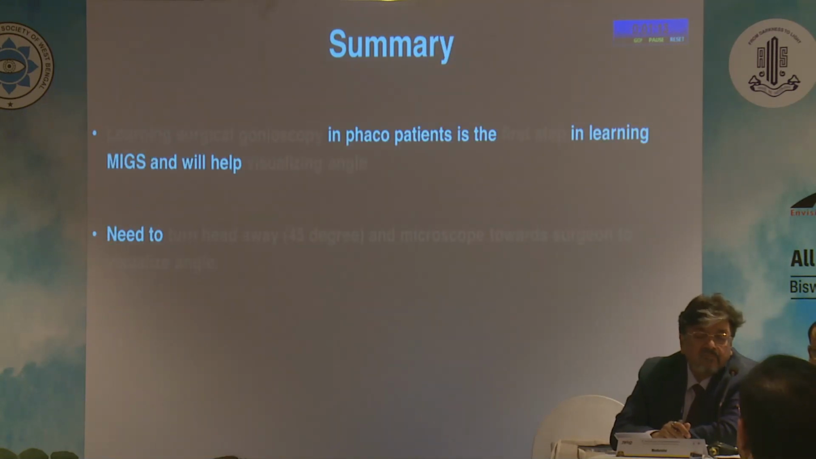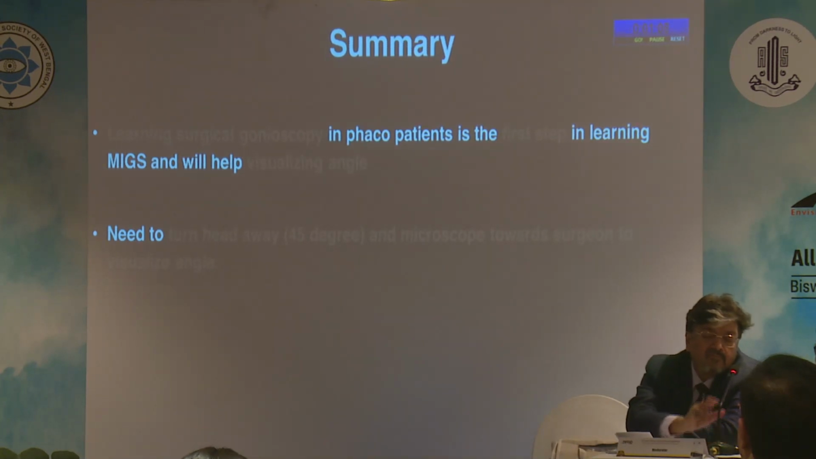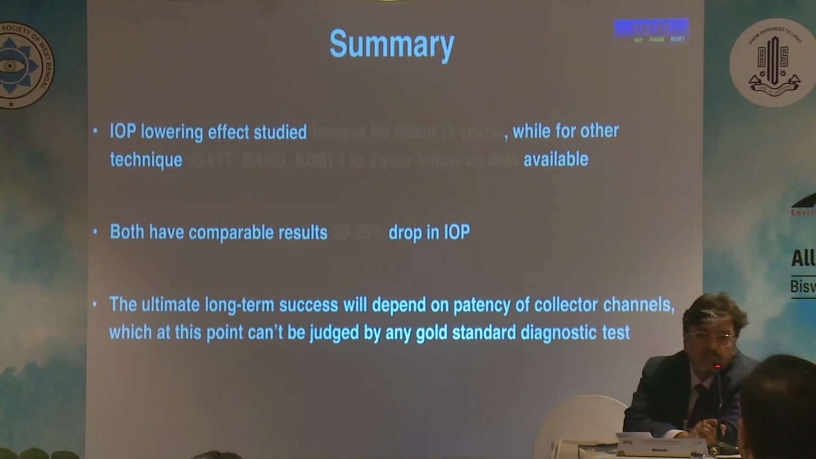Learning surgical gonioscopy in phaco patients is the first step in learning MIGS and will help visualizing angle. Need to turn head away, 45 degrees, and microscope towards surgeon to visualize angle. IOP lowering effect studied longest for iStent in 5 years, while for other techniques, GAT, BANG, KDB, 1 to 2 year follow-up data available. Both have comparable results: 20 to 25% drop in IOP.